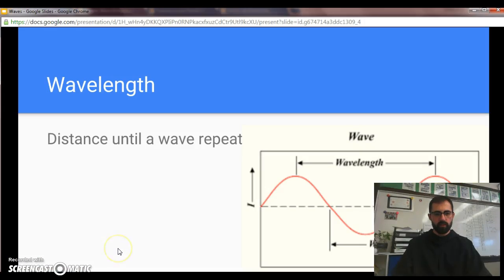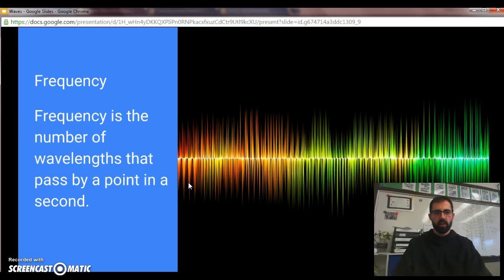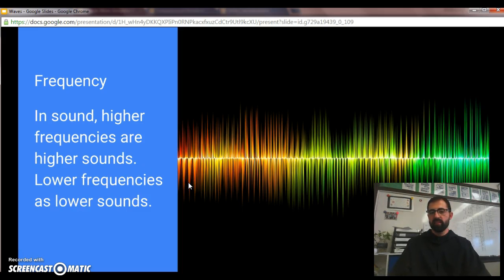We can back up to our slides. All right. Frequency is the number of wavelengths that pass by a point in a second. We hear this in sound. Higher frequencies are higher sounds. Lower frequencies are lower sounds. Remember from this afternoon, when you decreased the size of the instrument, the straw, you got a higher sound. What we expect is smaller instruments give higher sounds. Think of a flute or a piccolo compared to a tuba or a baritone.